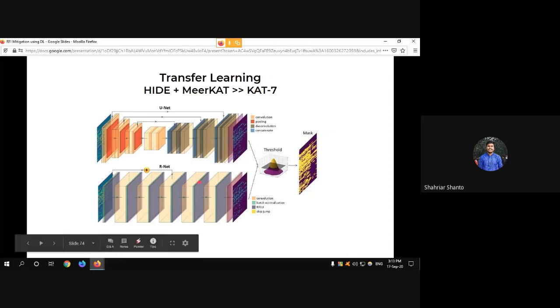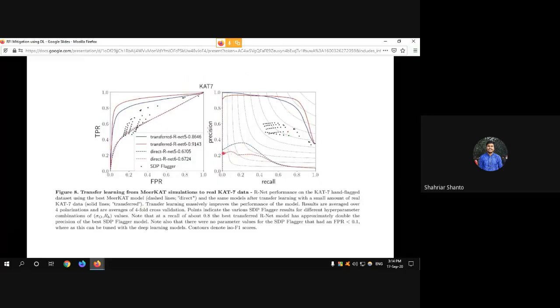Okay, so this improves the accuracy for the Cat7 data or real observatory data by many orders. So we can see here that the dotted lines are without transfer learning and the continuous lines are using transfer learning, or transferred RNet. Okay, so we can see the transfer learning had a really big impact on the precision and recall here, and also the true positive rate and the false positive rate. Okay. So this actually concludes the paper.